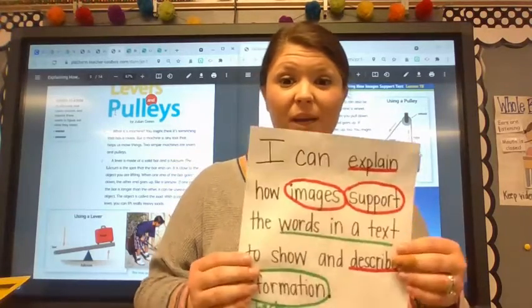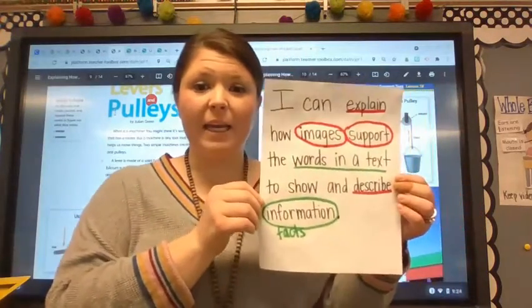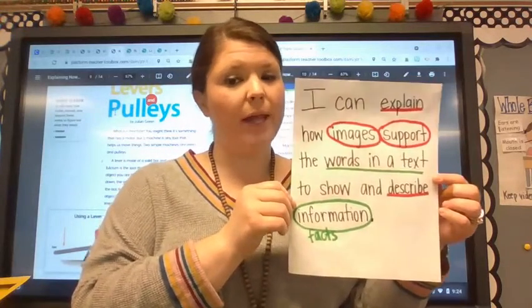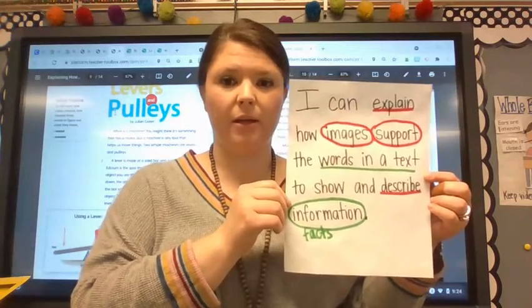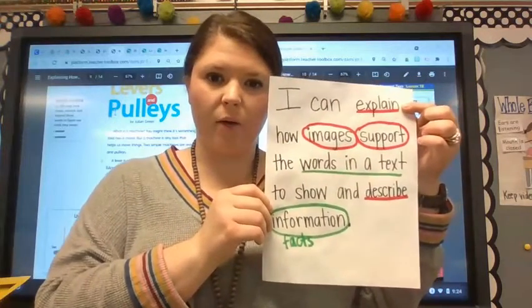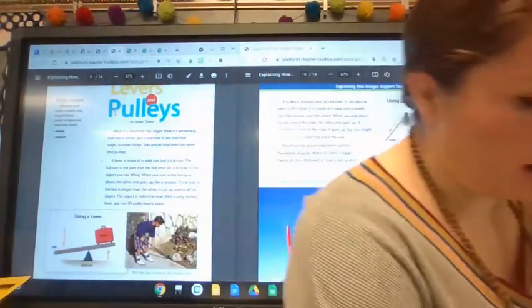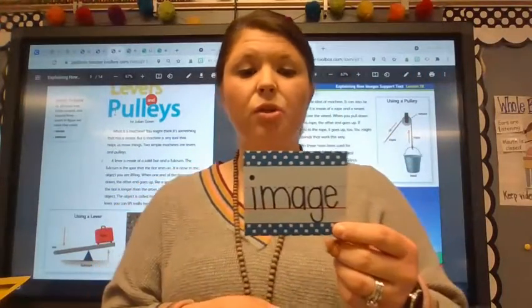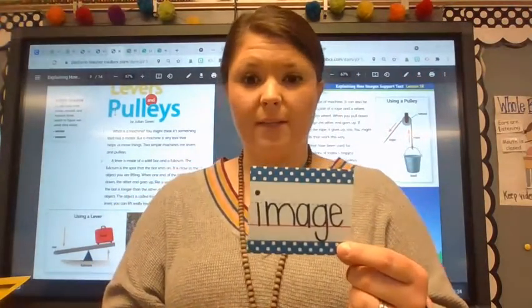Let's get started by reading our learning target. I can explain how images support the words in a text to show and describe information. Remember, explain means to make clear with details. We've been talking about some images this week. An image is a picture or illustration in photographs in a text.